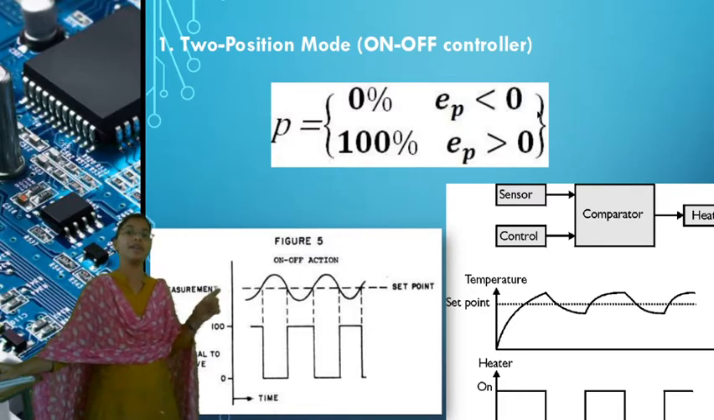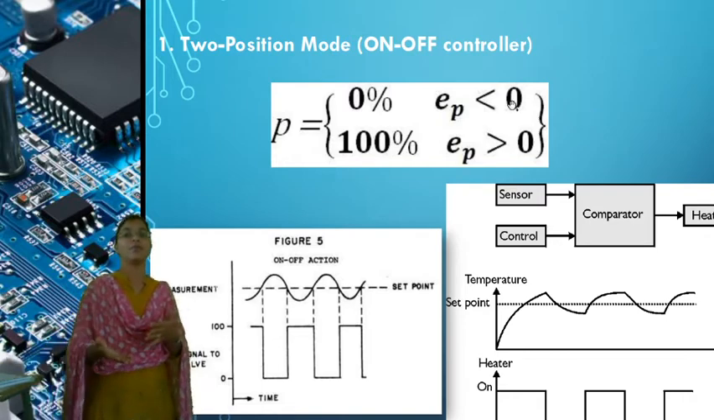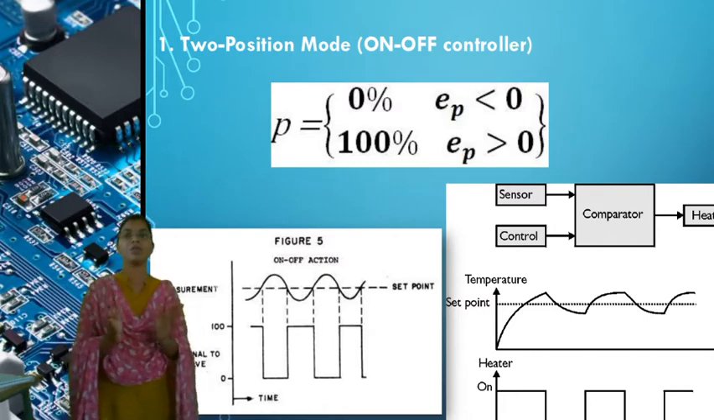R minus B, when R minus B is less than 0, whenever the measured value is greater than the set point value, then that error value will be negative. Okay, so measured, for example, you take a level control system.